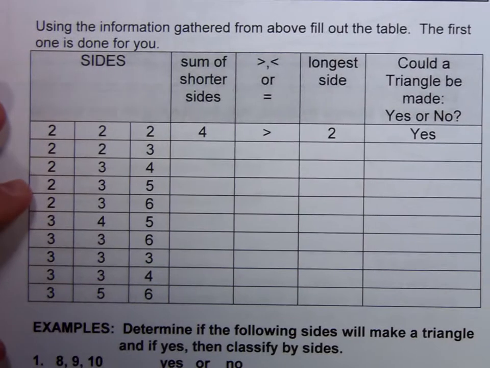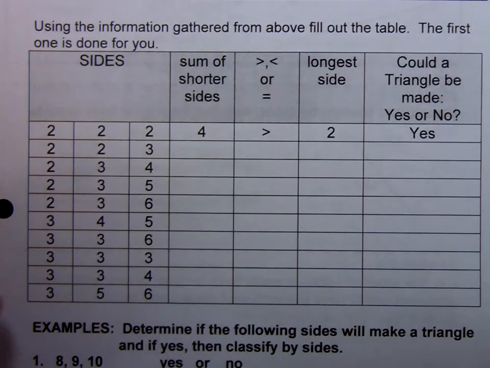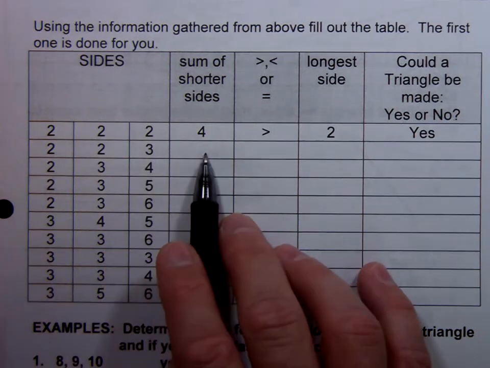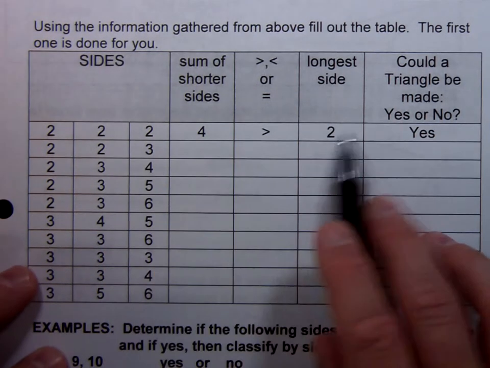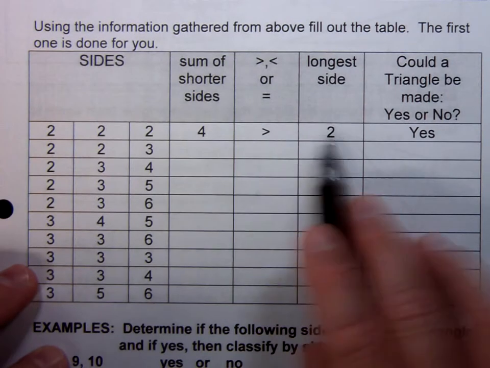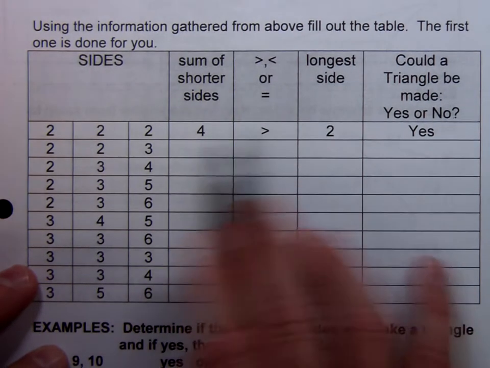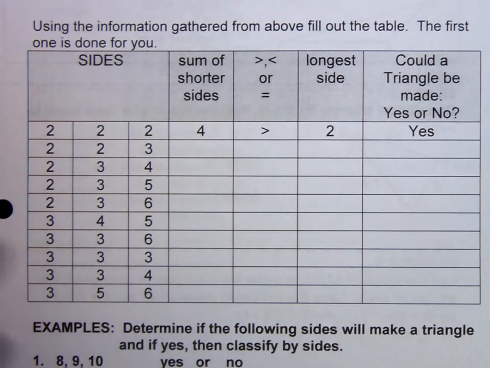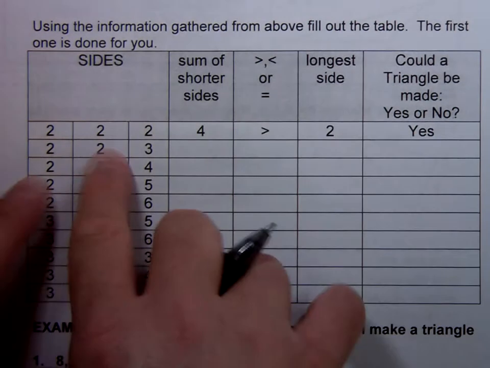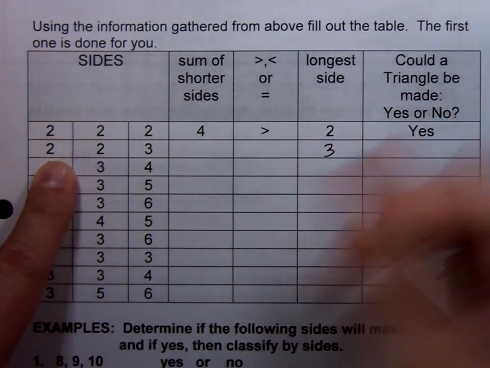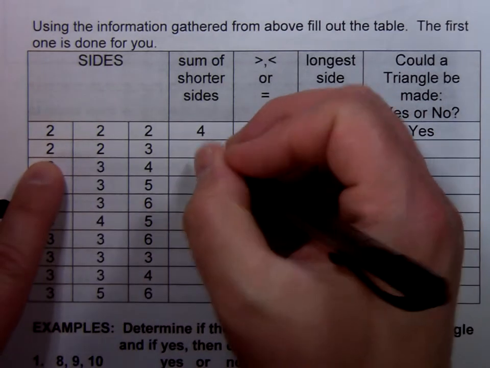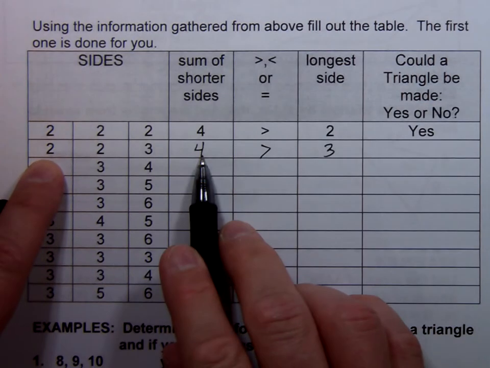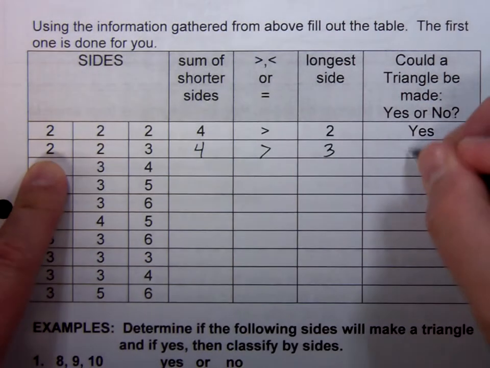Alright, so based on that information, let's fill out this table. These are going to be the three supposed sides. We want to say what the sum of the shorter sides is. We're going to put what the longest side is here, and then we'll compare them and see which one's greater or less than or equal to. And then based on that information, we'll say yes, it can be a triangle, or no, it could not be a triangle. So right here, the longest side is 3, and the sum of the two shorter sides would be 4. 2 plus 2 is 4. 4 is greater than 3. So because the sum of the two shorter sides is greater than the longest side, yes, we can make a triangle out of this.